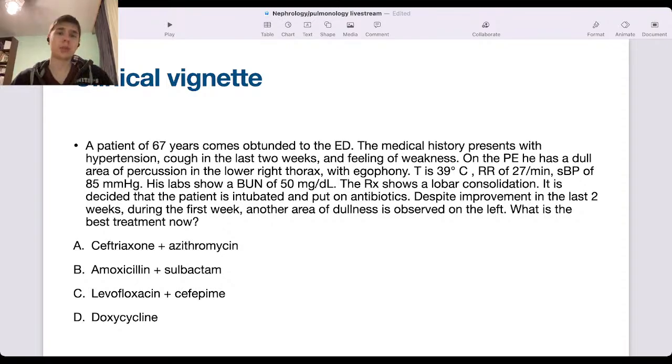His labs show a BUN of 50. The chest radiography shows a lobar consolidation. It is decided that the patient is intubated and put on antibiotics. Despite improvement, during the first week another area of dullness is observed on the left. What is the best treatment now? Ceftriaxone plus azithromycin, amoxicillin plus sulbactam, levofloxacin plus cefepime, or doxycycline?